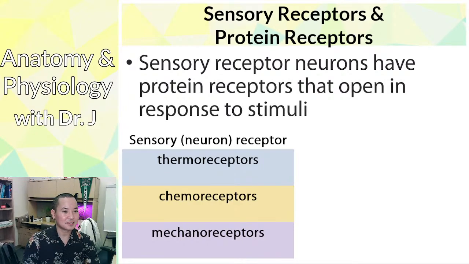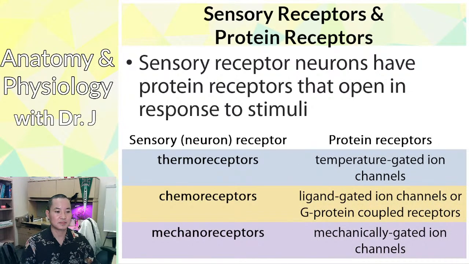Okay, now let's talk about protein receptors. Just like sensory receptors, all stimuli that can be converted to one of our senses need some sort of cell. You also need some sort of thing in your cells that detects these senses.